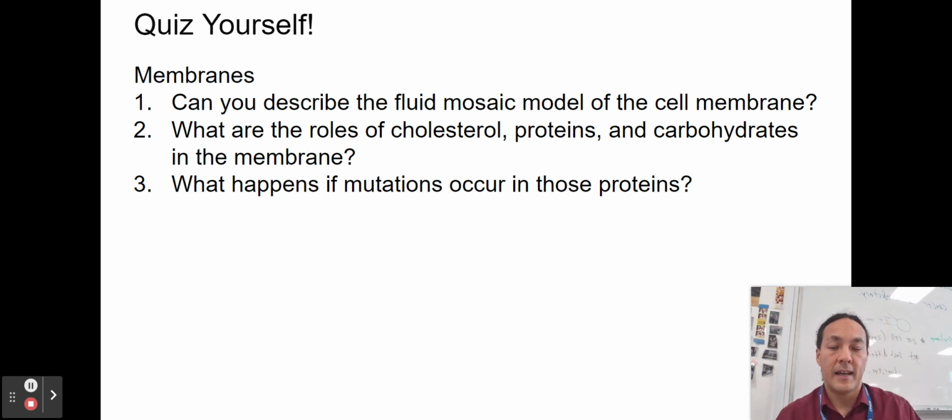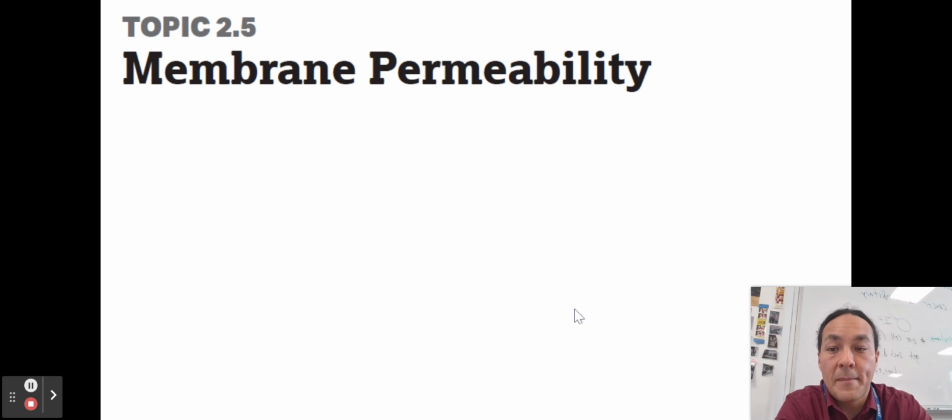There's a really fun lab called the Cell Bubble Lab that you can just find by Googling, and it deals with like corn syrup and dish soap, etc. And it's a great way to model the fluid mosaic model. I do it with my students. It's a lot of fun. So check that out. All right, topic 2.5.